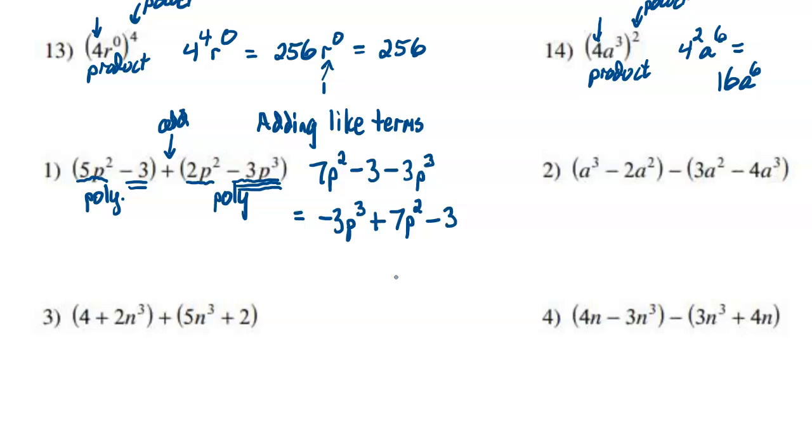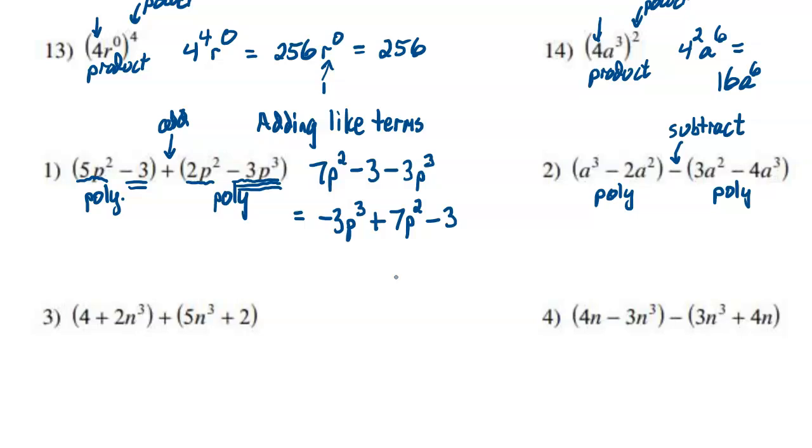Okay, question 2. Look at the structure. This is a polynomial with 2 terms called a binomial. This is a polynomial with 2 terms. It's called a binomial as well. And what are we doing? Are we adding? Are we subtracting? Are we multiplying? What are we doing? This is subtraction.